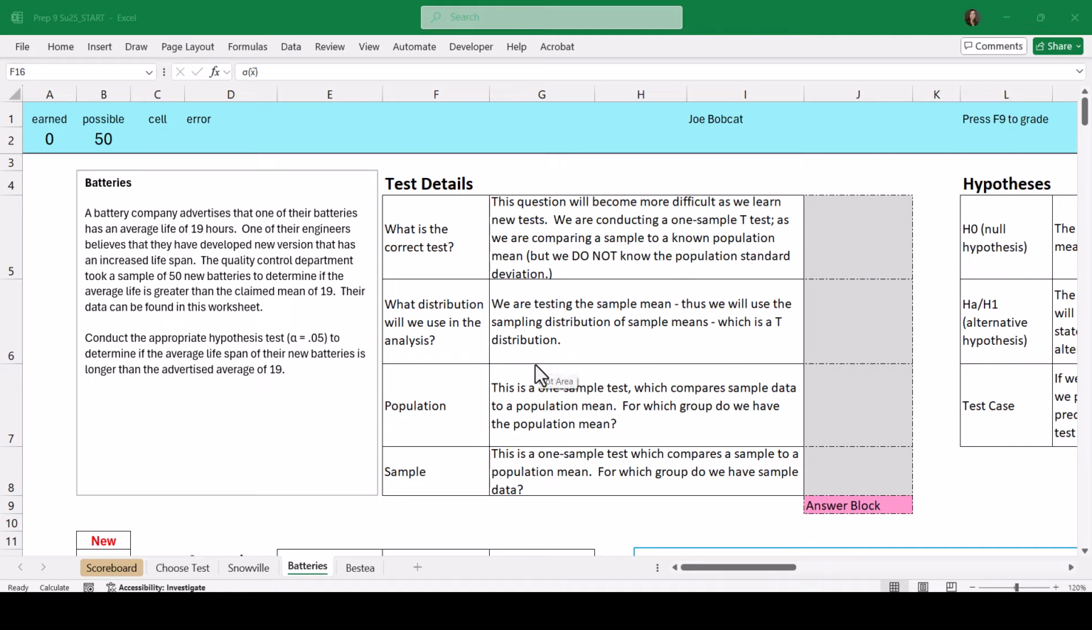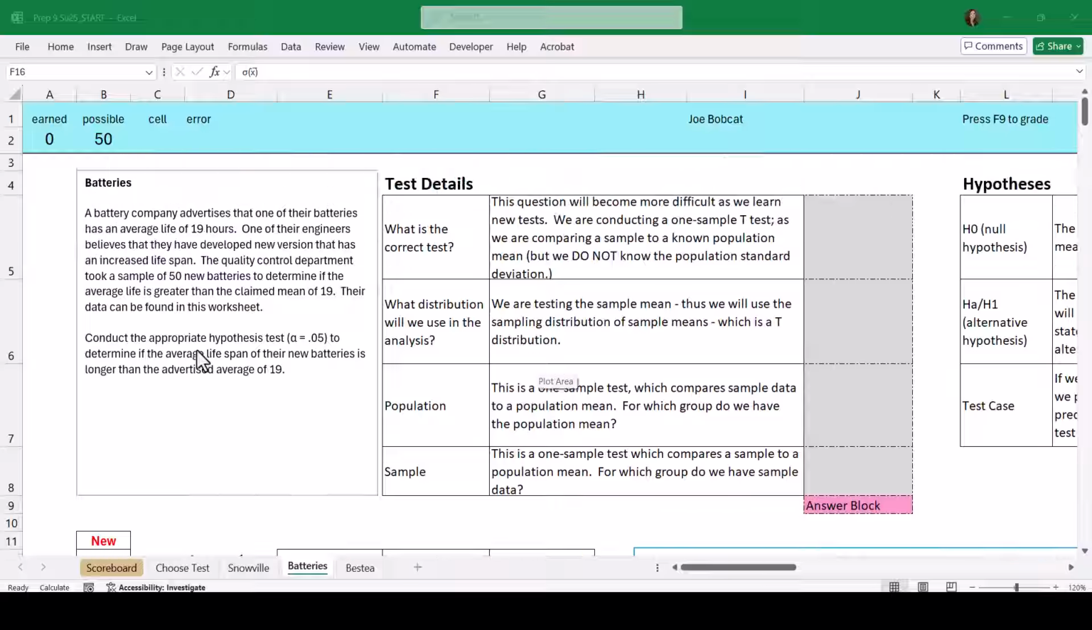In this video, I'm going to go over the batteries tab. A battery company advertises that one of their batteries has an average life of 19 hours. One of their engineers believes that they have developed a new version that has an increased lifespan. So they take a sample of these 50 new batteries and they want to determine if the average life is greater than the claimed mean of 19 hours.